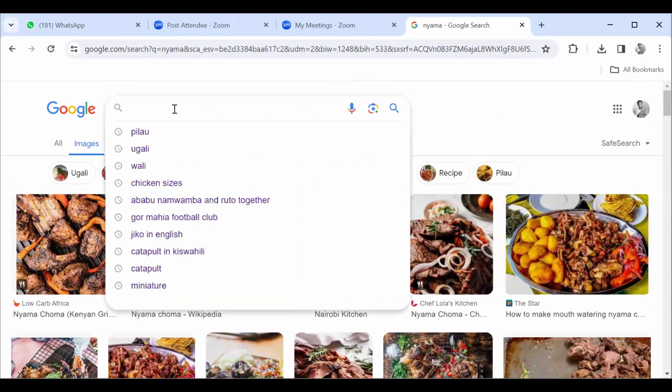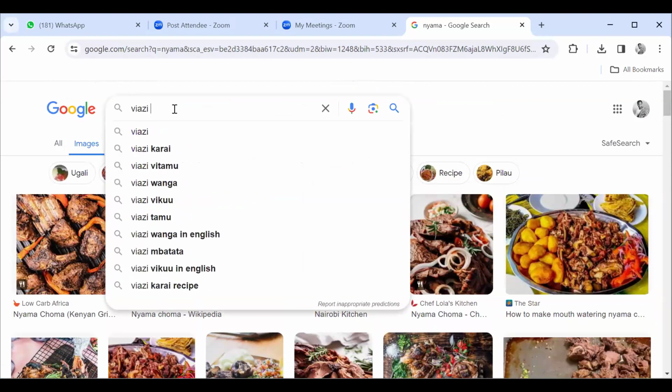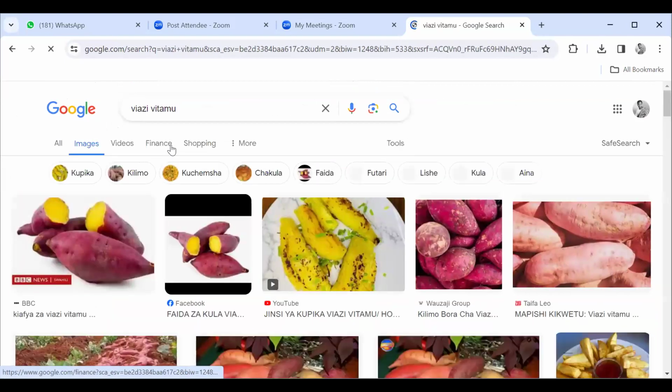In Swahili, they call them viazi. There's sweet potato, and then there's Irish potato. This is the viazi vitamu, sweet potatoes. So in Swahili, it's called viazi vitamu. Vitamu is the sweet. Viazi is potatoes, then vitamu means sweet ones. So it is sweet potatoes, viazi vitamu.